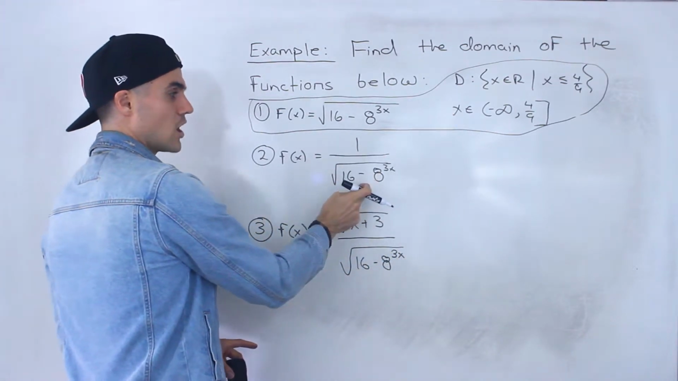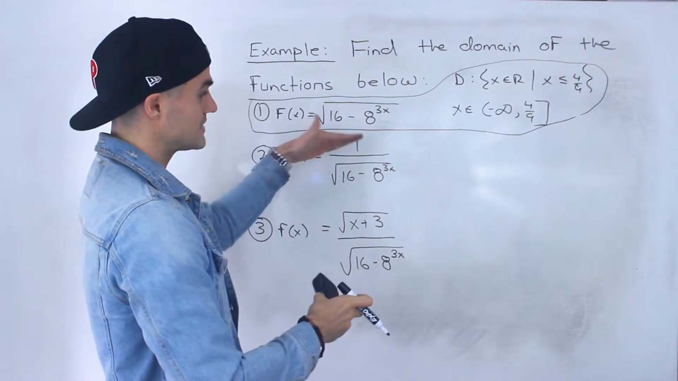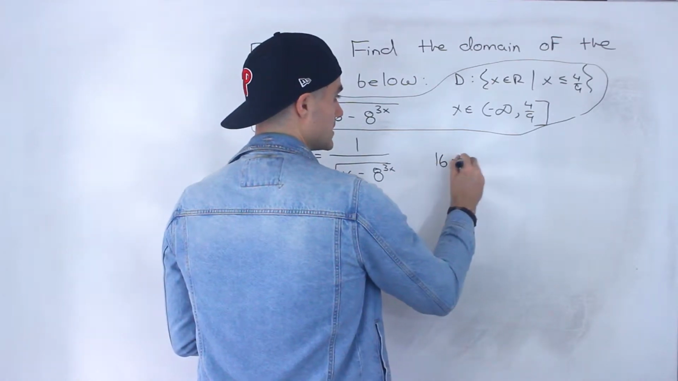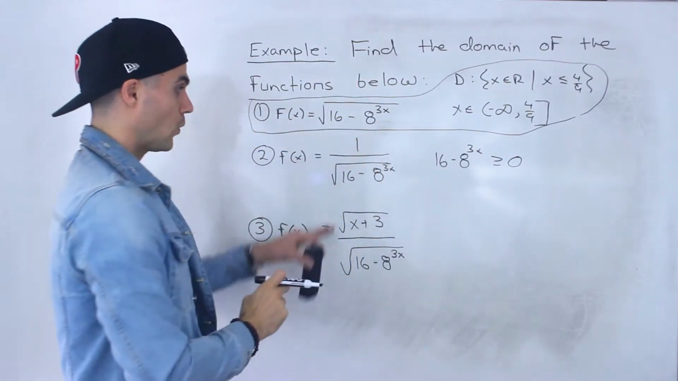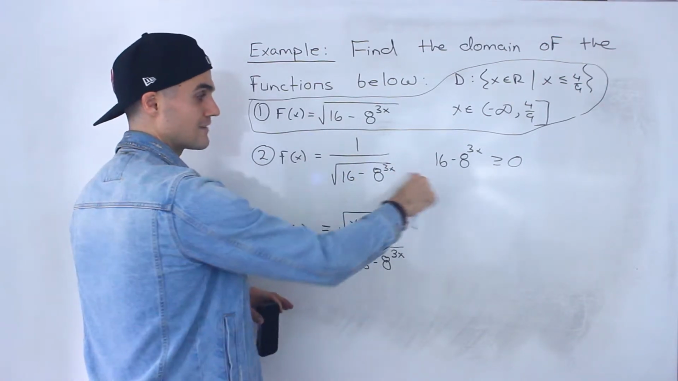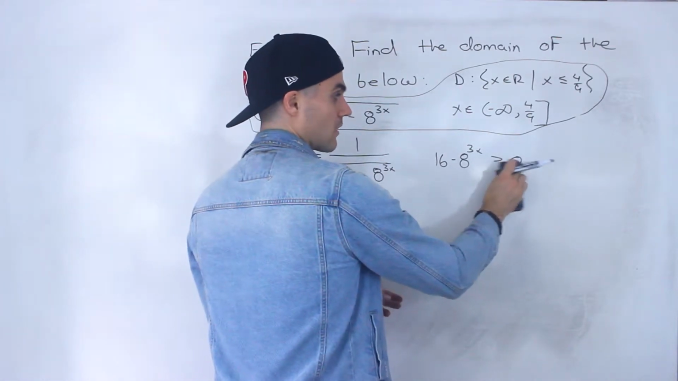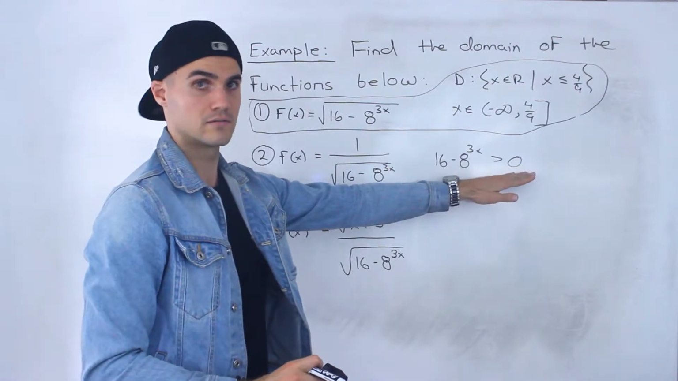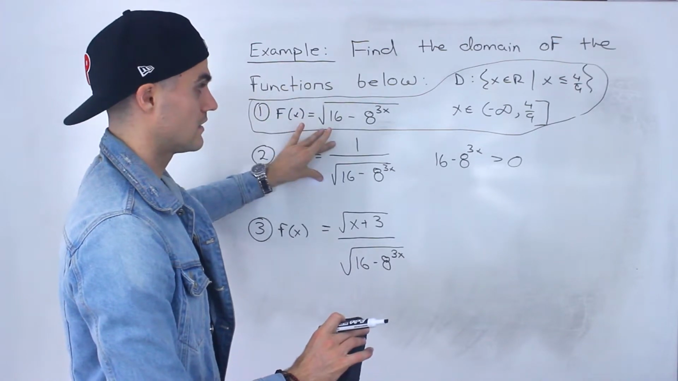But because it's in the denominator now, it actually can't equal 0 anymore because you can't divide by 0. So before we had, when is 16 minus 8 to the power of 3x going to be greater than or equal to 0 up here? Well, in this case, notice we still can't square root a negative number. This is still going to have to be positive. But in this specific case, because this is in the denominator now, this can't be 0. So we have to find when that expression is greater than 0, not greater than or equal to 0. And that's the only difference between this and that.